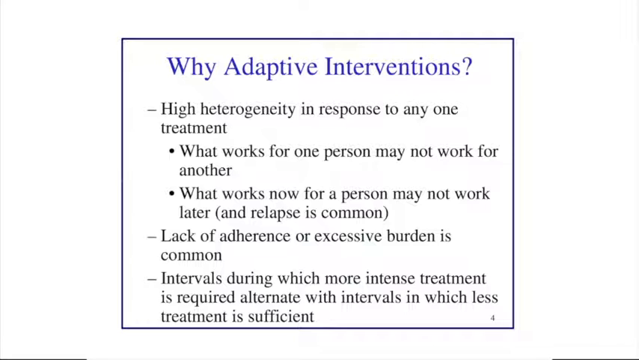In general, in these settings, particularly with chronic disorders, people go through intervals where more treatment is required, interspersed with intervals where less treatment would be okay. And when treatment is burdensome, it's always good to think, well, when can I reduce the intensity or the burden of the treatment? When is that possible? All of this type of setting, the setting in which you would use adaptive interventions, are settings in which you're thinking about sequences of decisions, sequences of treatment decisions.